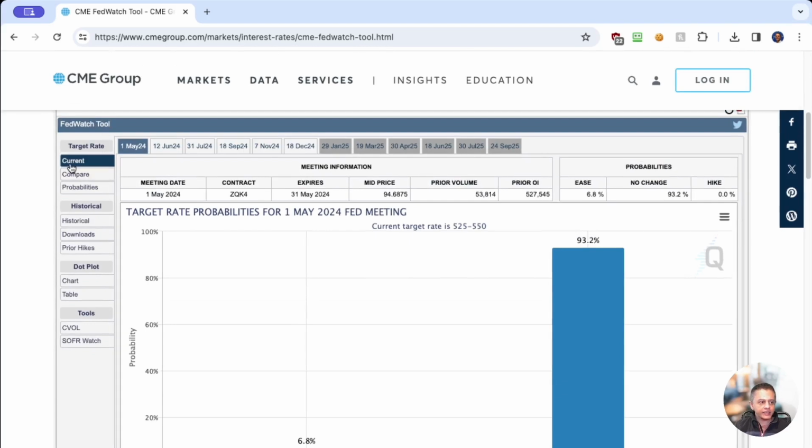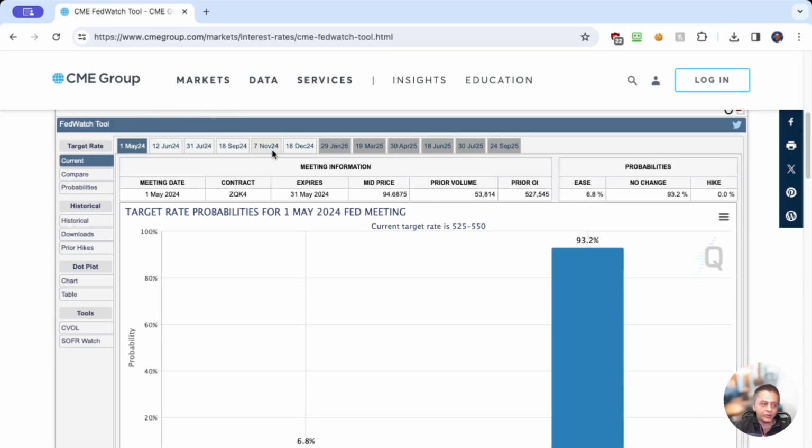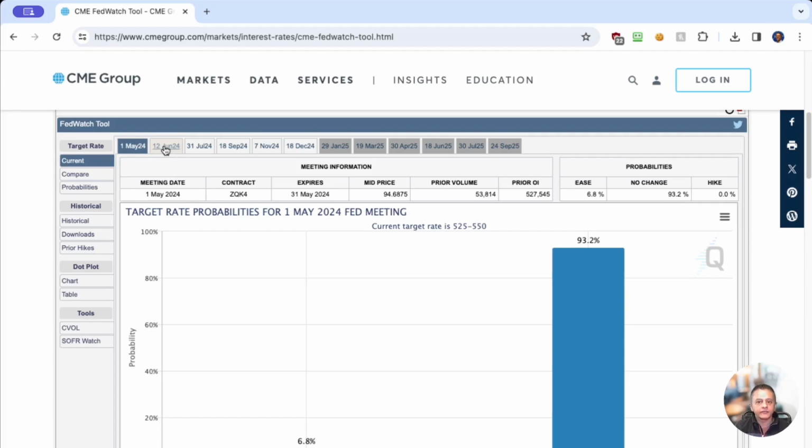So the first screen shows current. There are some tabs on the left side, and there is a calendar at the top. And each date represents the next FOMC meeting and what might happen, what the market participants are guessing might happen. So in this case, it's showing you for the current date, the target rate is 525 to 550. And in the upcoming meeting, so let's switch to 12th June, which is what the markets are expecting, that the first rate cut might happen in June.